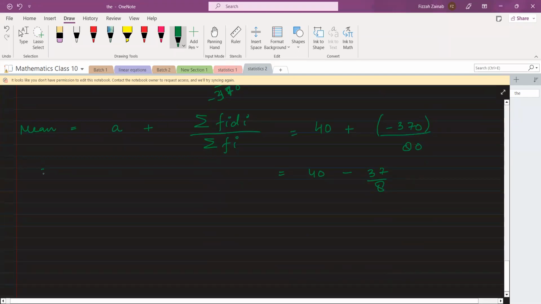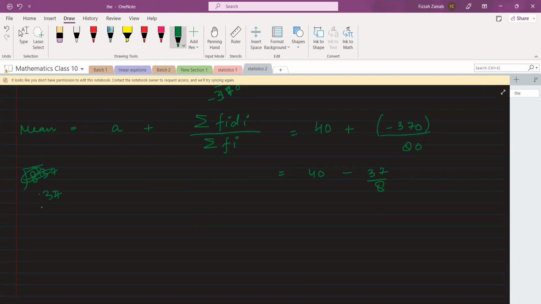This division you can carry out separately. Sorry, I'm writing. 37 divided by 8. So 8 into 4 will be 32. Then you have 5. Okay, so 8 into 6 will be 48. Then you have 20. So 8 into 2 will be 16. Then you have 4, 45. So, right. So I'm getting 40 minus 4.625. So what will you get? Please subtract.